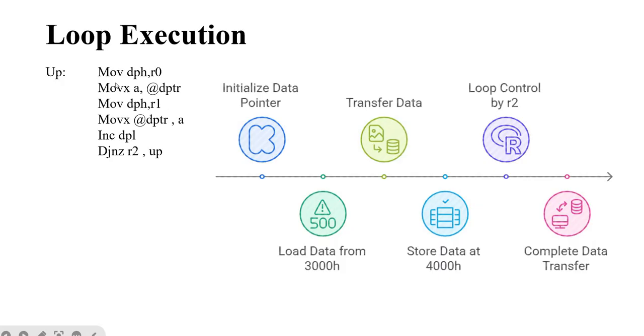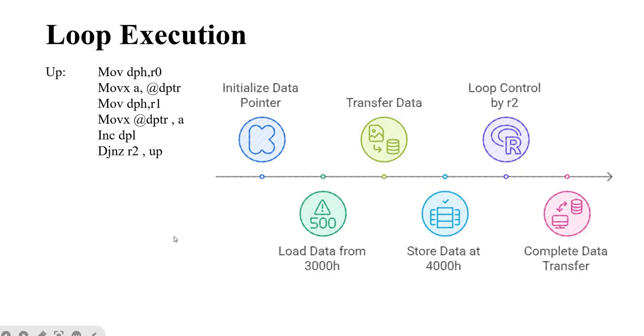For that we are using the instruction MOVX A comma at dptr. This reads the byte from the external memory location pointed to by the data pointer, that is 3000H, into the accumulator A.